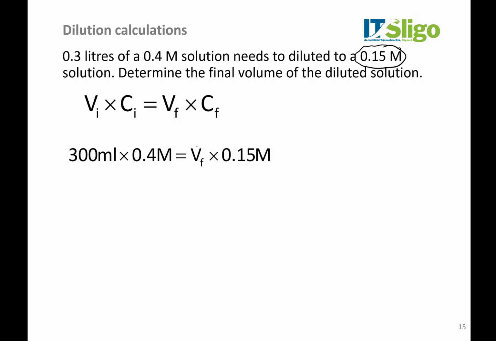So now we want to find the final volume. We're going to divide both sides by this unwanted bit, 0.15 M.